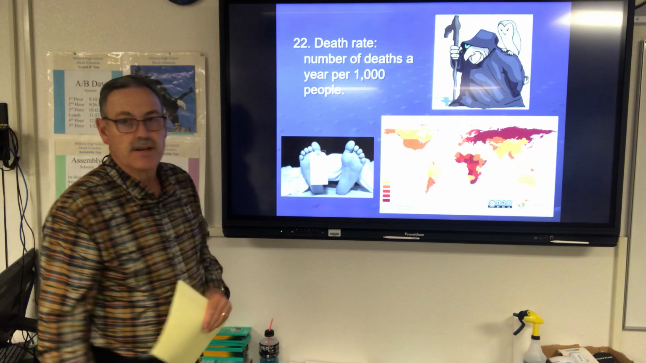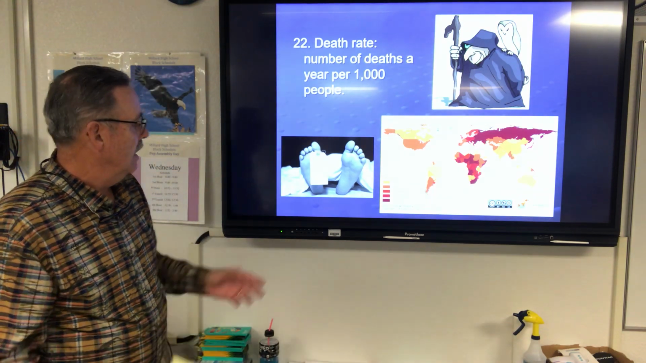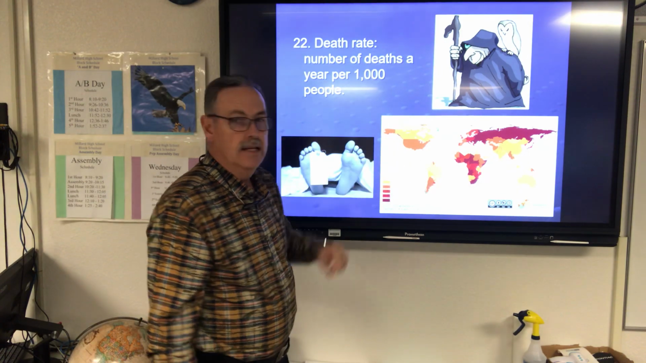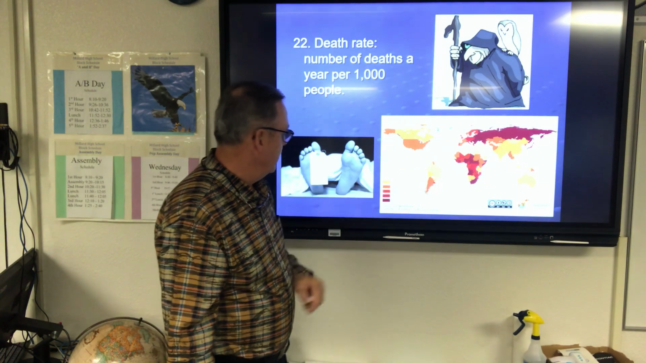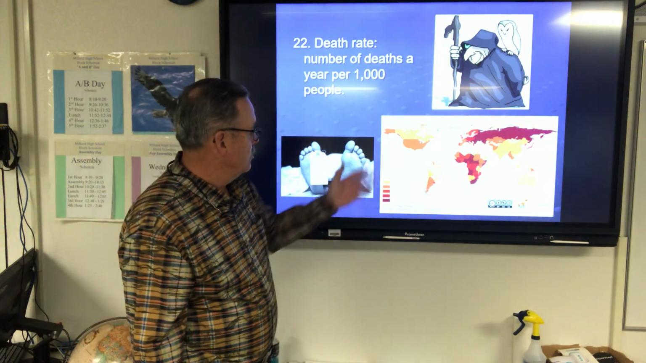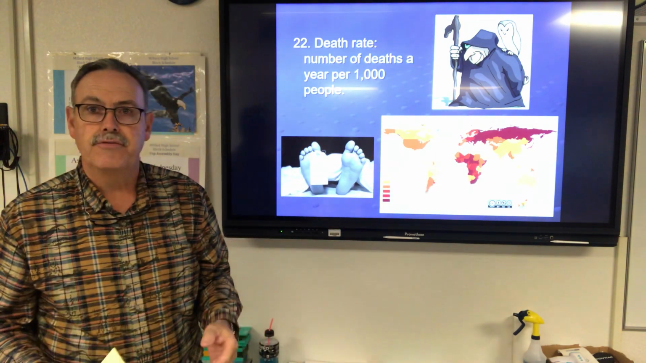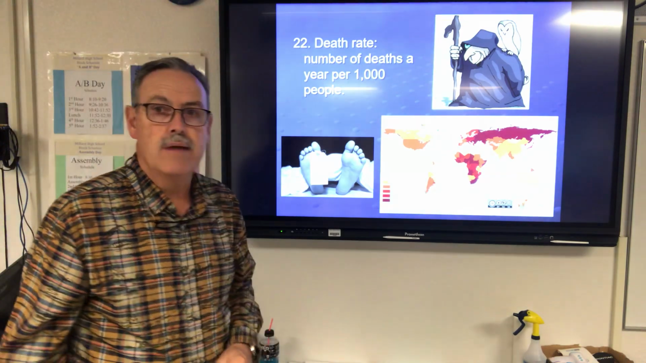Okay, the death rate is the number of deaths a year per 1,000 people. And when we look at this one, the lightest color is tan at less than 5%, and the darkest purple area is over 11%. But as you look at this one and think about the previous map and think of developed versus developing countries, there's really no rhyme or reason.